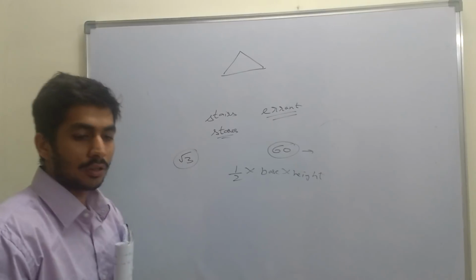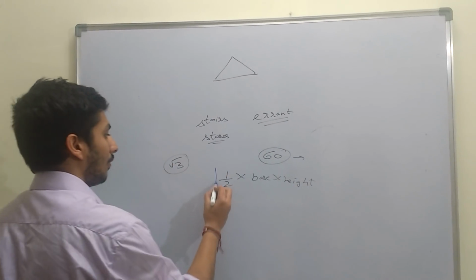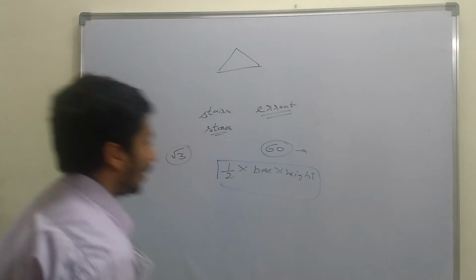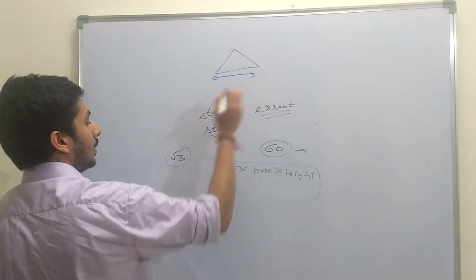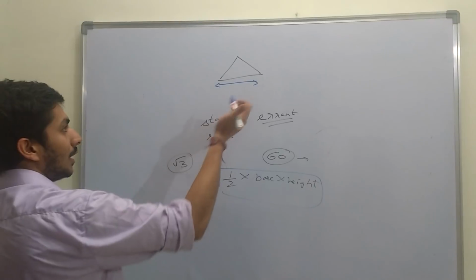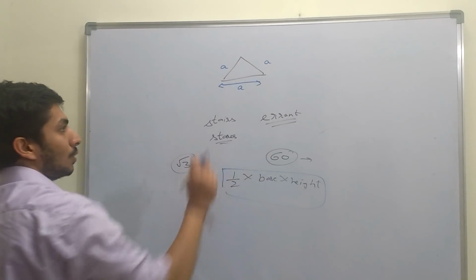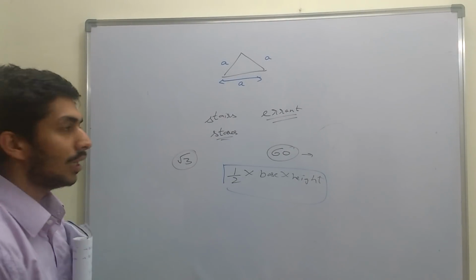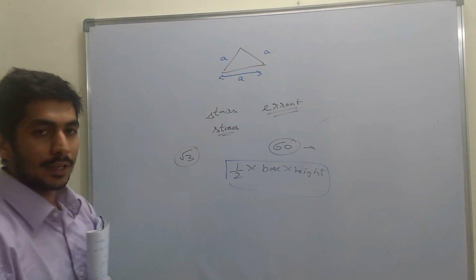Let me use another marker, because this one is not writing well. So half base into height. Okay, so we know the base. This is your base, and it has been given that the area is root 3, and it's an equilateral triangle. Let's assume that the side of the equilateral triangle is equal to A. Since all the sides are equal, we can take all of them to be A.